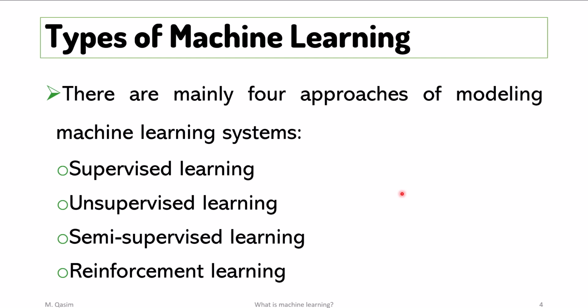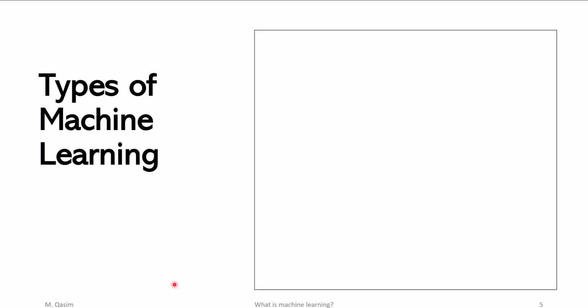There are many other types of machine learning as well. For example, time series forecasting. This is also a type of machine learning system. Active learning, reinforcement learning, among others. But in this lecture, we focus on supervised learning, unsupervised learning, and semi-supervised learning. So these three approaches we will discuss in this lecture. And we will also discuss the reinforcement learning approach. So types of machine learning.